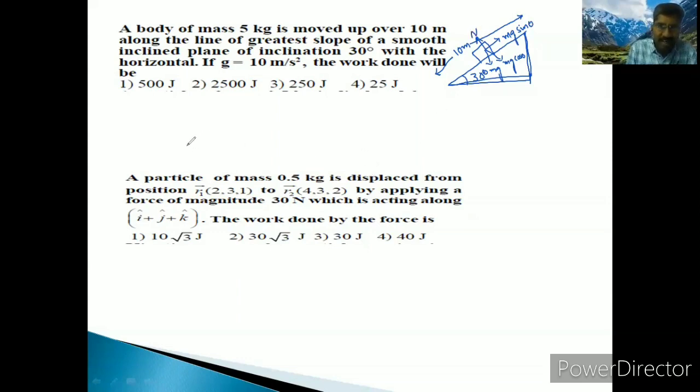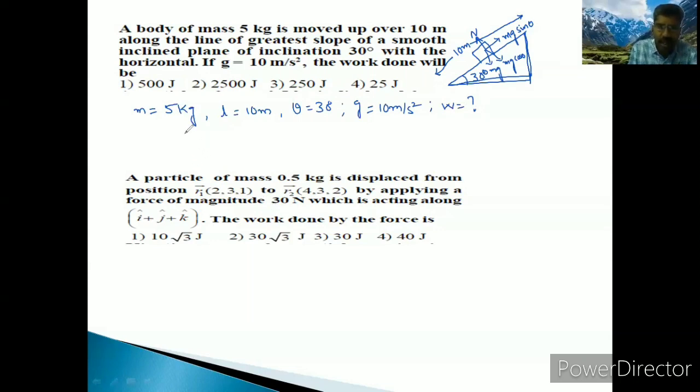Now here first I will write the given data. Mass of the body is 5 kg. Next, the length, or distance, is 10 meters. Next, theta is 30 degrees. Next, g is equal to 10 meter per second square. Next, what we need to find out: work done is what they are asking.